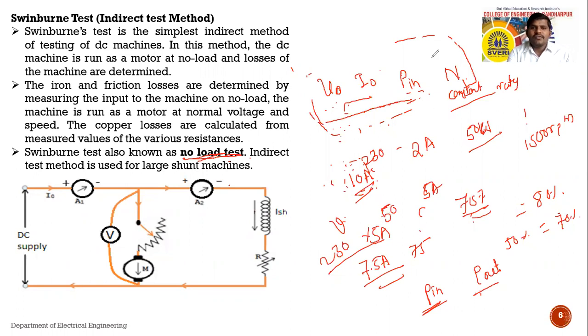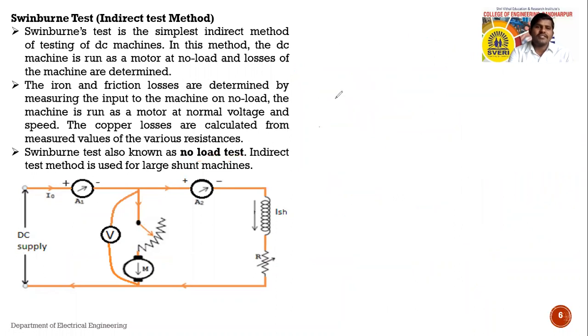So this is nothing but the Swinburne test of DC shunt motor, or this test can be carried out on the machine whose flux remains constant. We conduct this test on machines whose flux is constant.